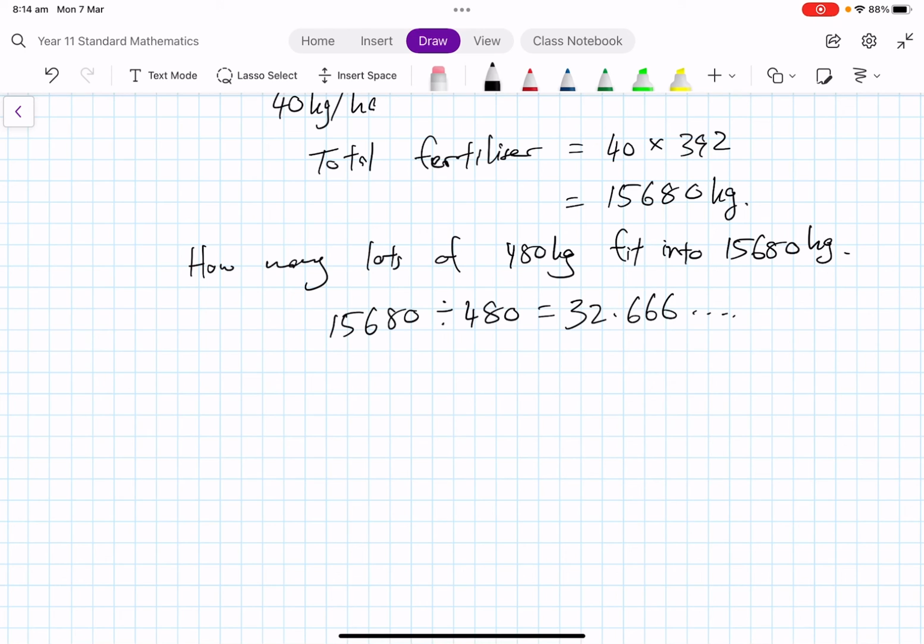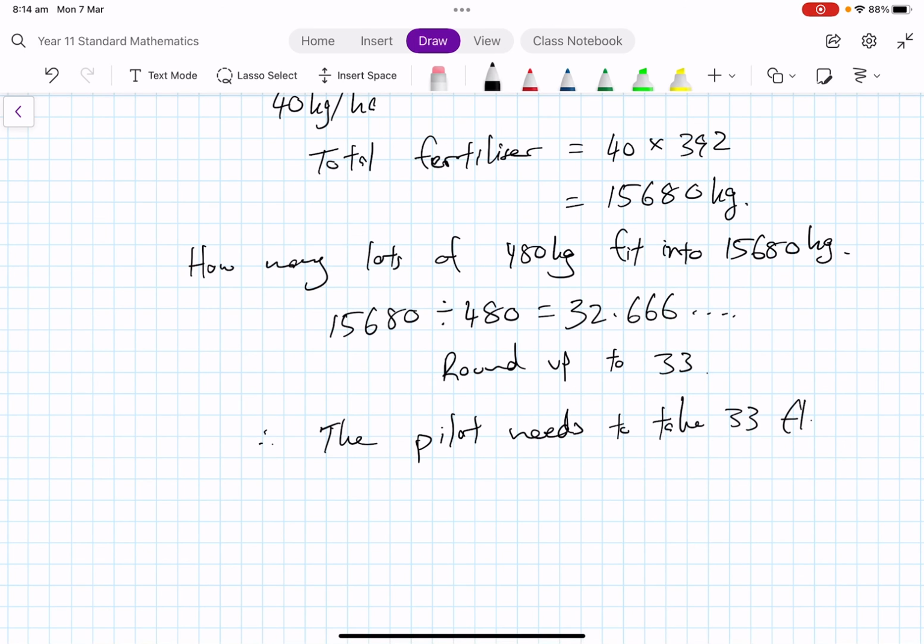Now, we're talking about whole flights here. If he takes a flight, he takes a flight. It could be 0.1. So we round up to 33. So therefore, the pilot needs to take 33 flights. And there we have it.